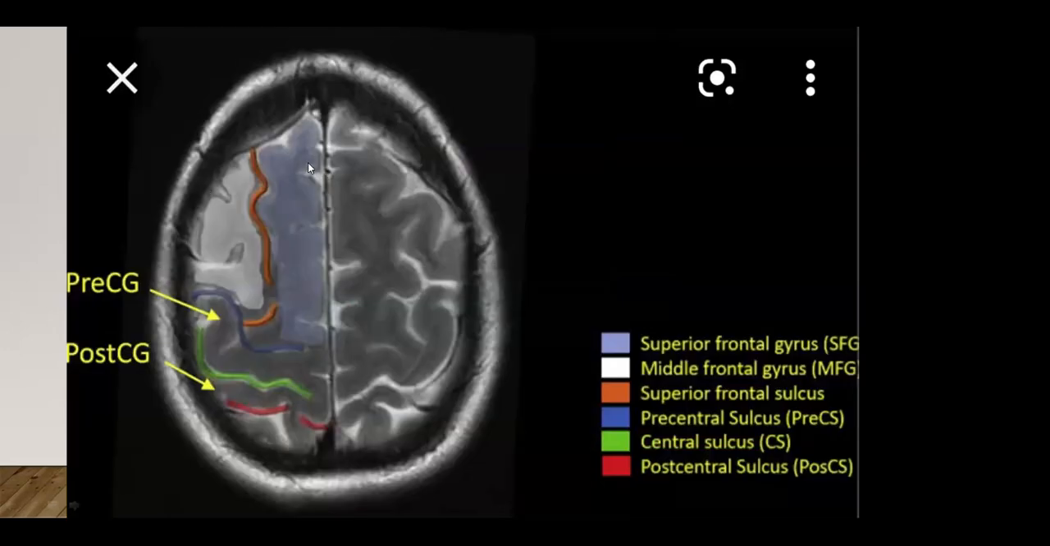Again, the area that is highlighted in the color blue is the representation of the superior frontal gyrus. Then we have it being separated by an orange colored line, like we can appreciate. So this is the superior frontal sulcus, and inferior to it is going to be the middle frontal gyrus, which is relatively whiter. Then we can appreciate that this is the hand knob or the omega sign. This is the precentral sulcus, and this is the precentral gyrus. This is the post-central gyrus.